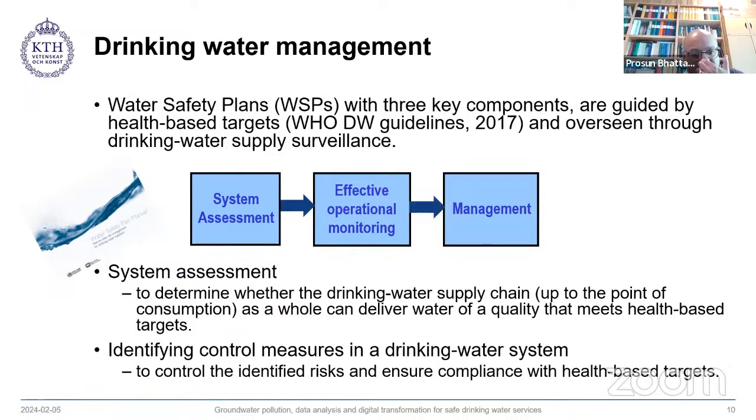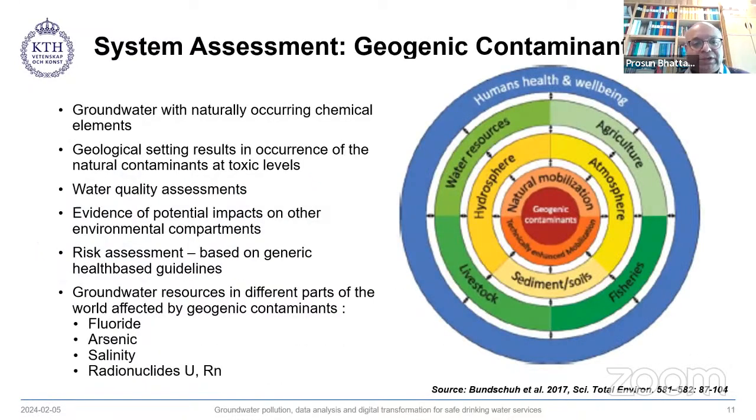effective operational monitoring, and then finally management. So when we talk about operational monitoring, we need to find out different control measures whenever we see a potential risk. That's one thing which is needed with the municipal water supply system, especially those dealing with groundwater systems, where the source water comes from groundwater in general. So these are some of the key issues one needs to keep in mind for future operations for the practitioners in general.